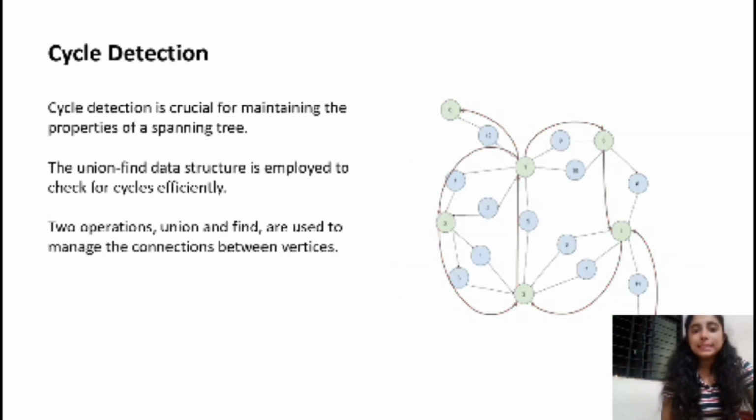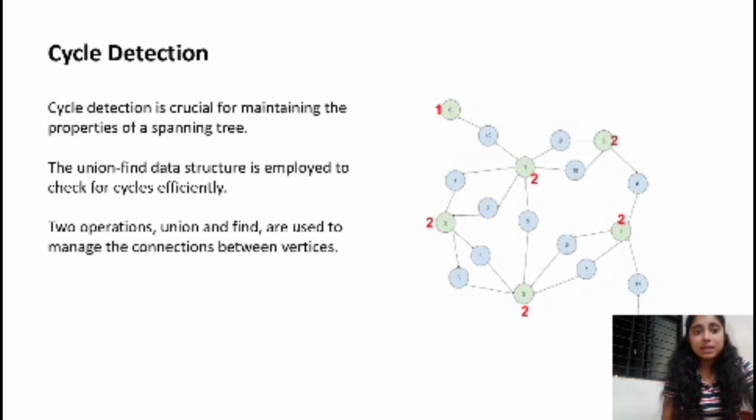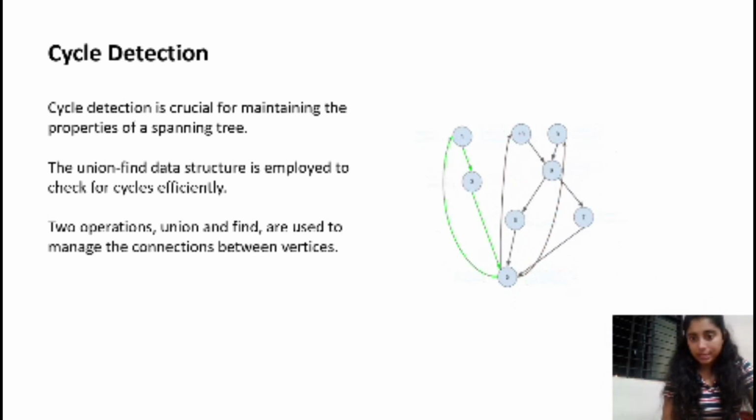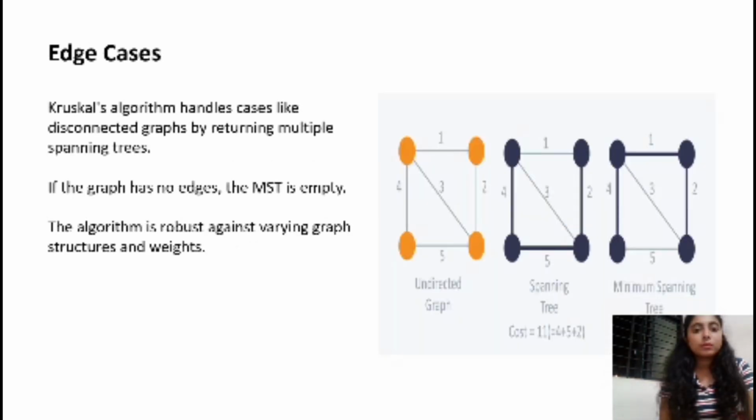Cycle detection. Cycle detection is crucial for maintaining the properties of a spanning tree. The union-find data structure is employed to check for cycles efficiently. Two operations, union and find, are used to manage the connections between vertices. In edge cases, Kruskal algorithm handles cases like a disconnected graph by returning multiple spanning trees. If the graph has no edges, the minimum spanning tree is empty. The algorithm is robust against varying graph structures and weights.